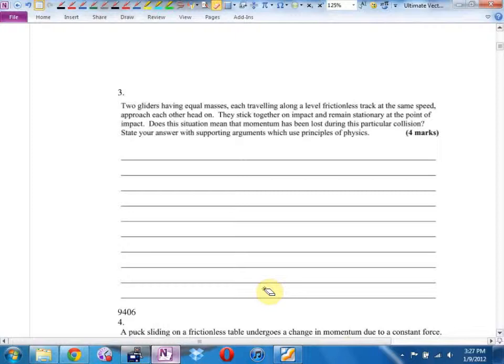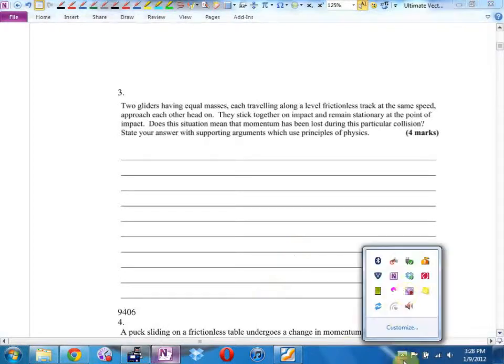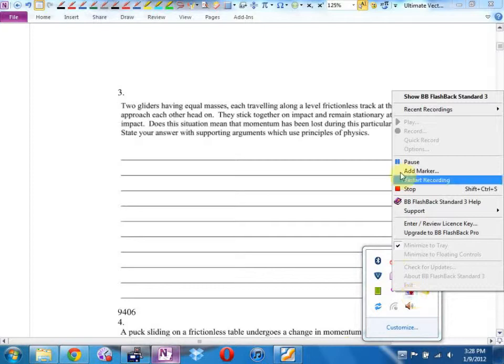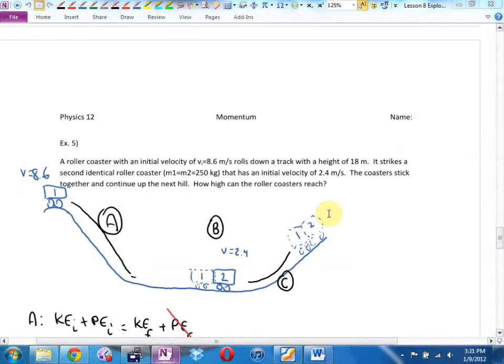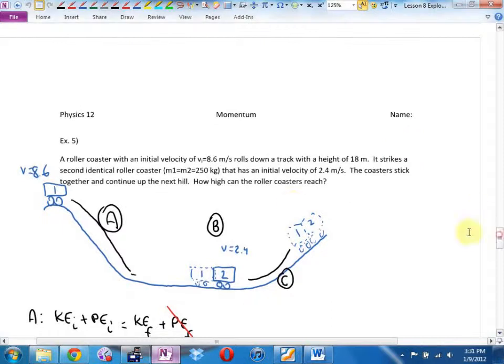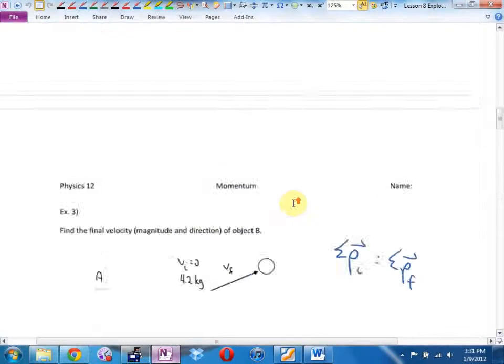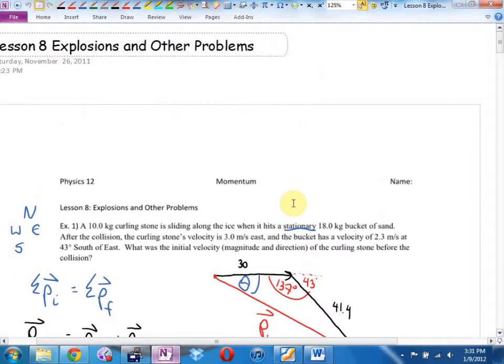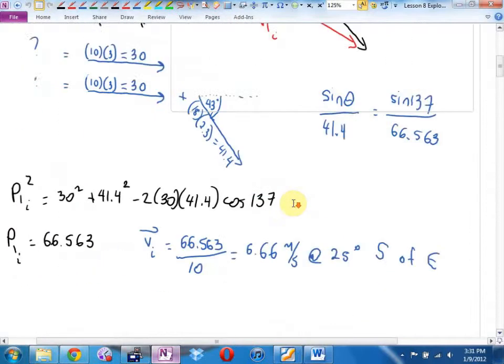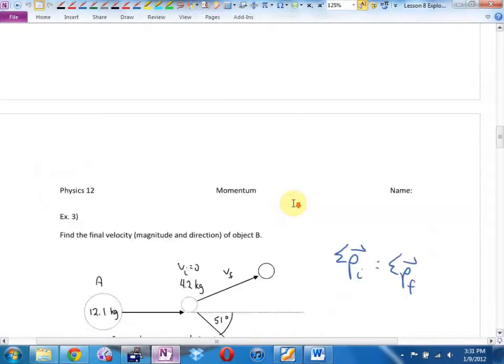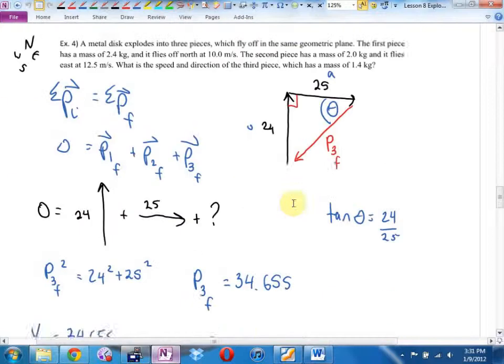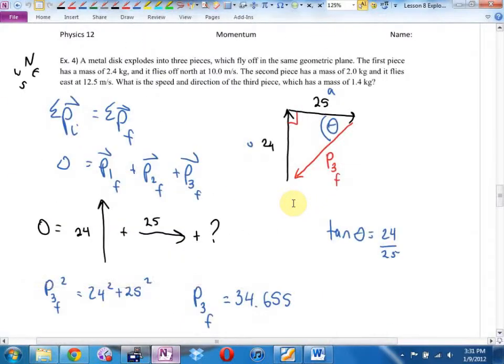Then I'm going to pause the video. In my usual way, here are questions that I like. From lesson 8, which was the last momentum lesson, it was this one here, called Explosions and Other Problems. I like example 4, and I like example 5, which suddenly I've lost.